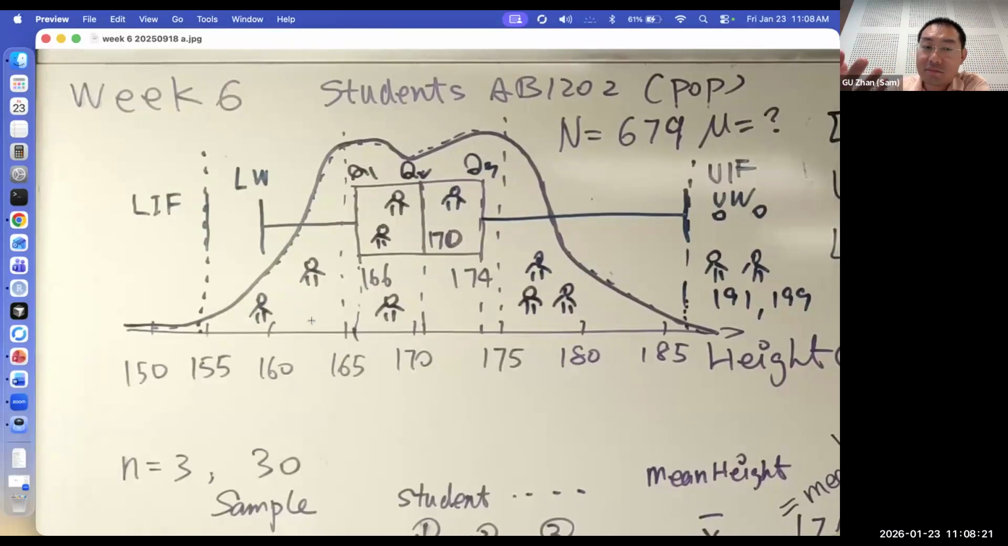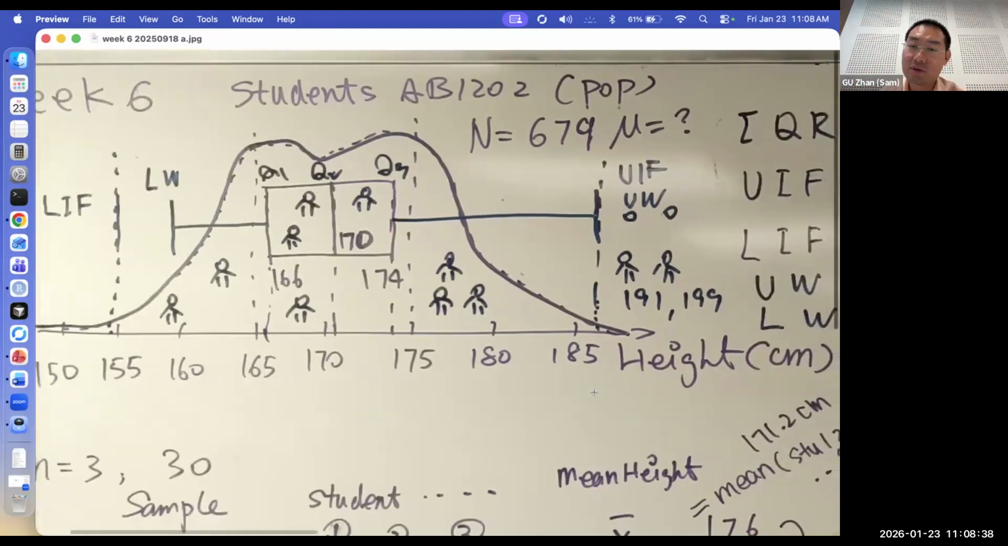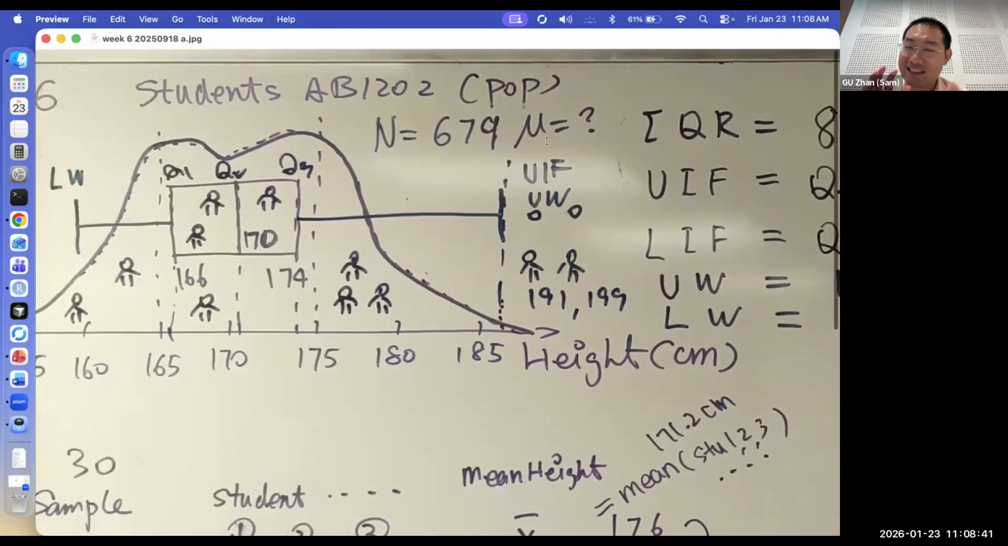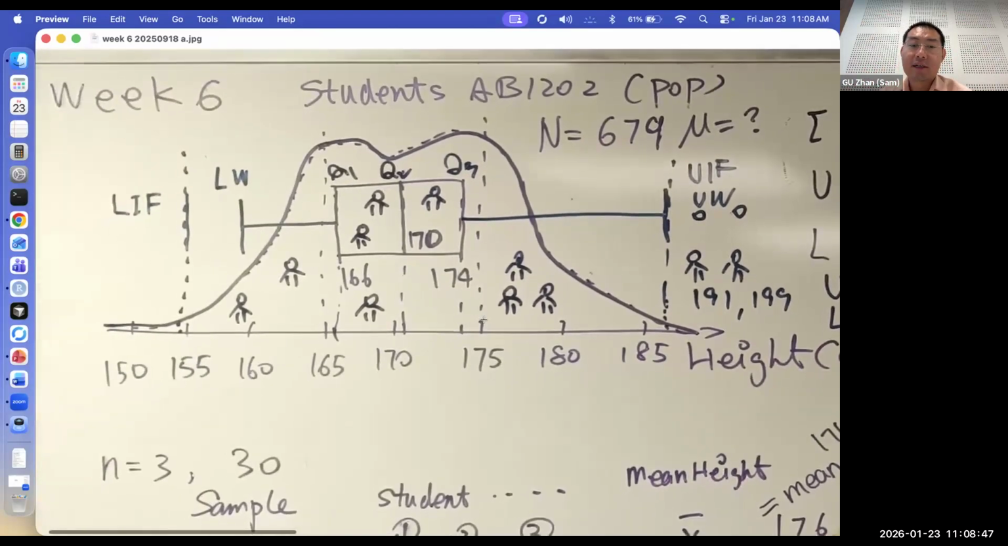We measure every person's height, then every individual student will have a place on this x-axis. Then we stack them together and derive a distribution of the population. Assume this is the population distribution, and we do not exactly know what the average height of the entire cohort is.